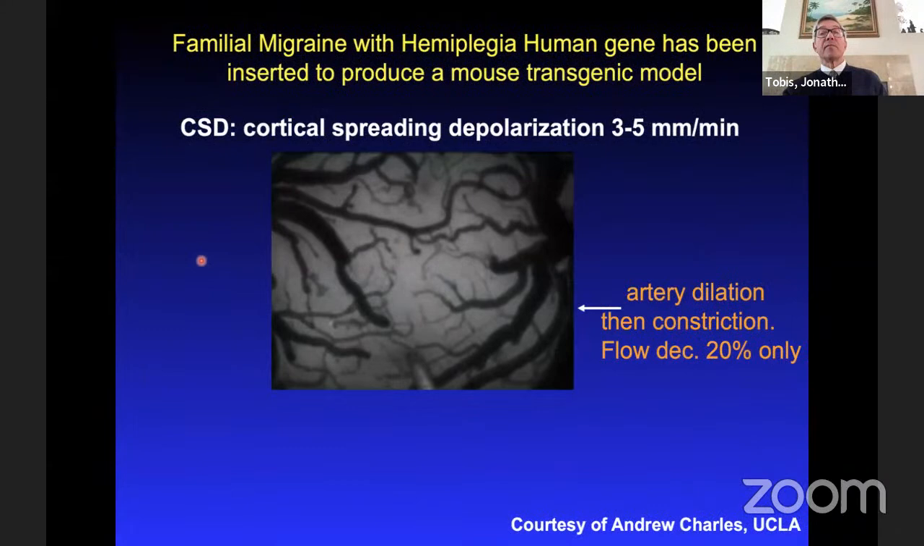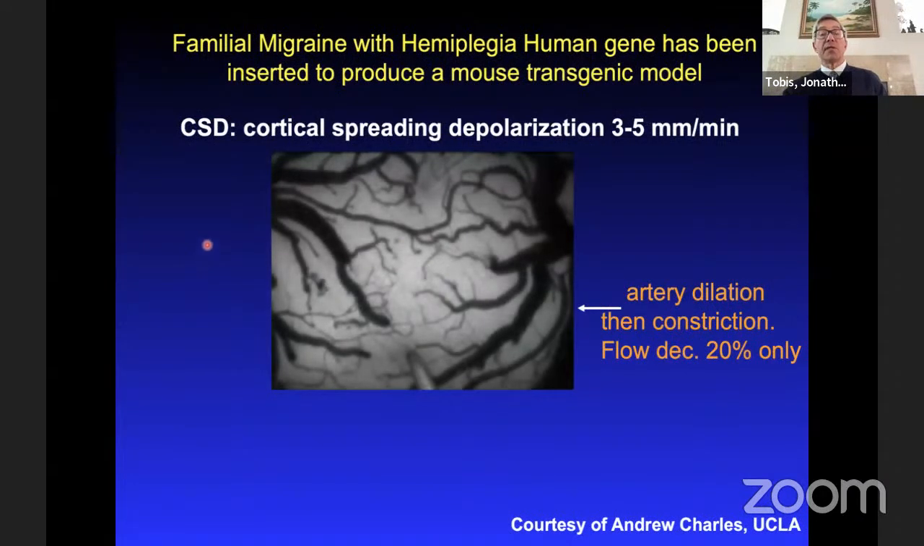And there's been some very elegant work done. This is from Andy Charles at UCLA. There's a condition of familial migraine with hemiplegia. So when these humans get their migraine, they're paralyzed on one side for about 20 minutes, half hour. And so that gene has been isolated. The gene has been inserted into a mouse model. And what you're looking at here is the scalp of a mouse going through a migraine.